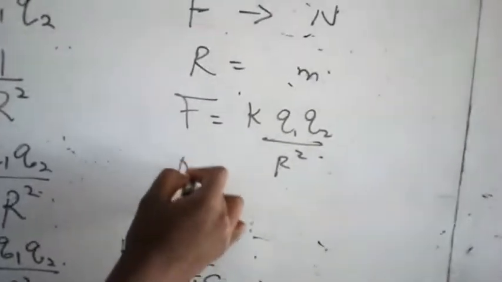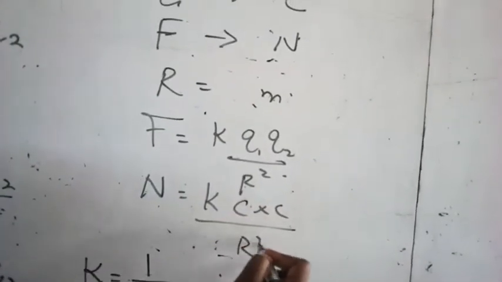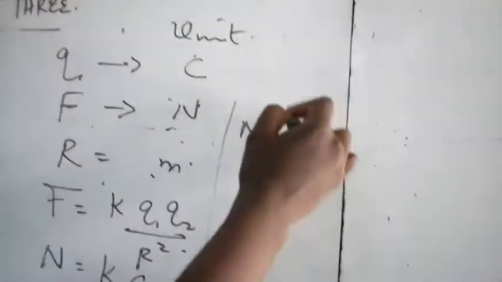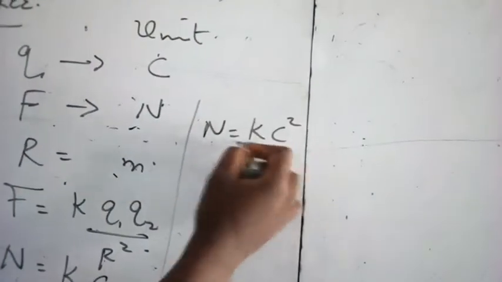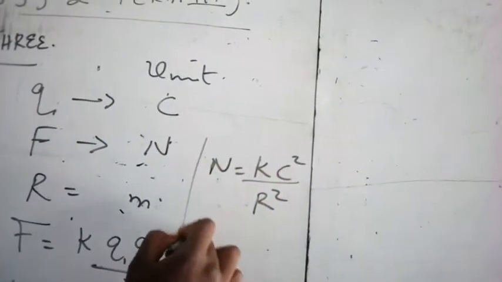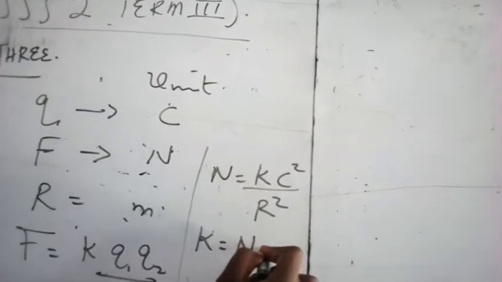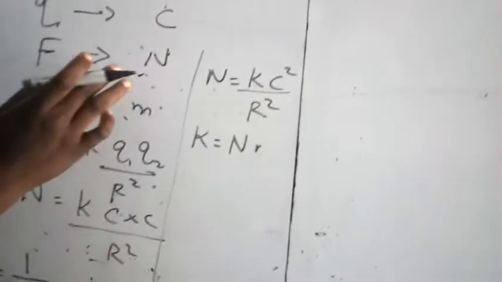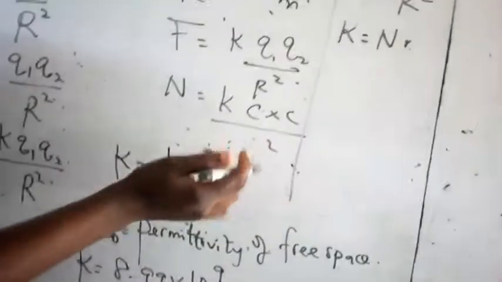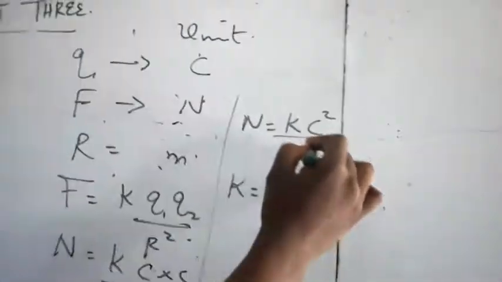Let's put the units. Newton equals, we don't know K, so that will be K times coulombs times coulombs over R squared. So we have Newton equals K coulomb squared over R squared. Make K the subject of the formula. Your K becomes Newton over, R, that will be meter squared, sorry, I said R squared, meter squared. So that will be Newton meter squared.